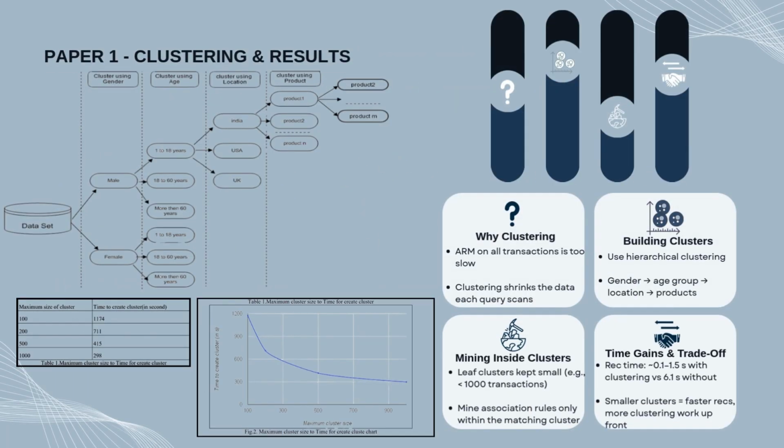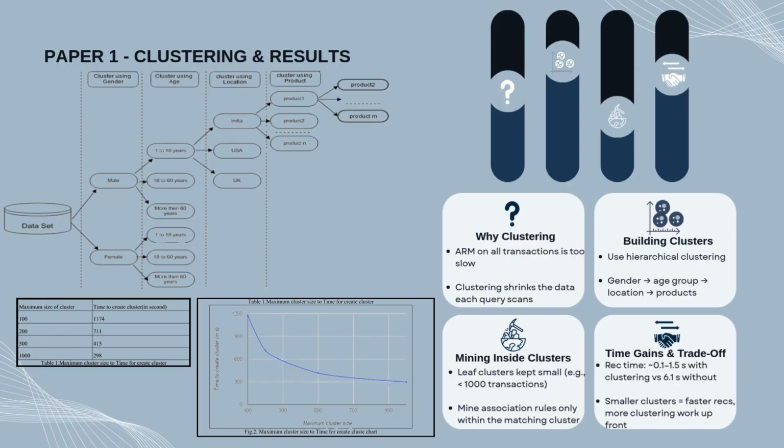So to tackle the speed issue, the authors add hierarchical clustering instead of mining rules on the whole dataset. They first cluster the transactions by gender, then by age group, then by location, and finally by products, keeping each final cluster below a certain number of transactions. Then they run association rule mining inside each cluster instead of on all the data at once. That way, each mining job is smaller and more focused on a particular group of users or products.